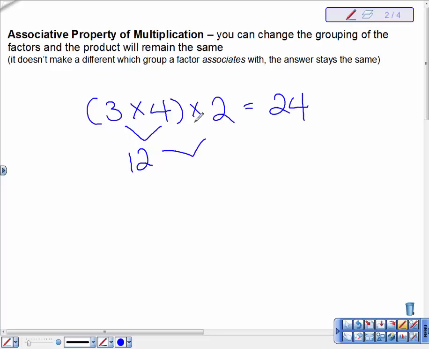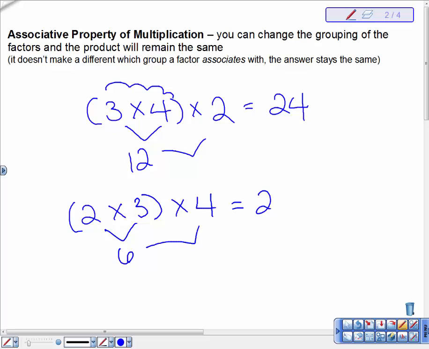If I switch the group, so if I switch what's in the parentheses here, and if I do 2, same numbers, I'm still using 2, 3, and 4, but just in a different order. So if I do 2 times 3, that gives me 6. 6 times 4 equals 24.